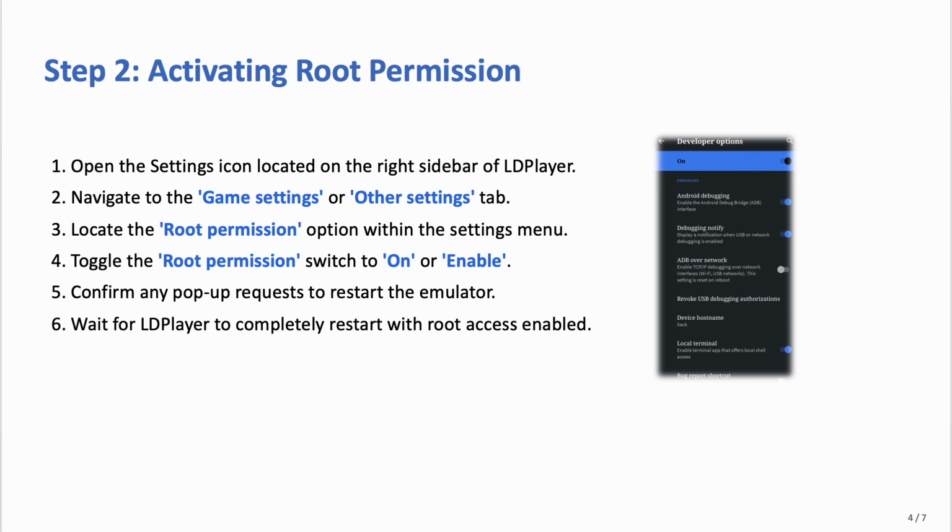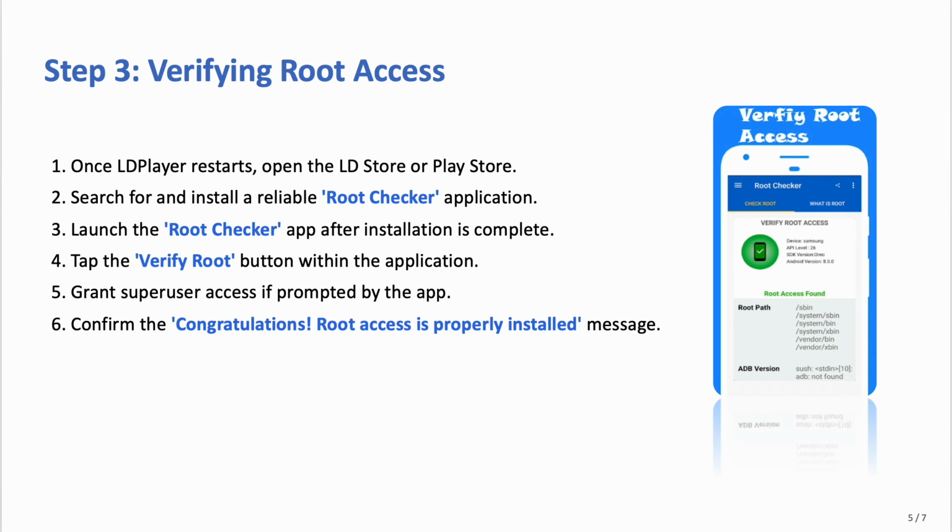Then guys, activating root permissions. So guys, open the settings icon located on the right side of the LDPlayer. Navigate to the game settings or other settings tab and locate the root permission option within the settings menu and toggle the root permission switch to on or enable. Then confirm any pop-up request to restart the emulator and wait for the LDPlayer to completely restart with root access enabled.